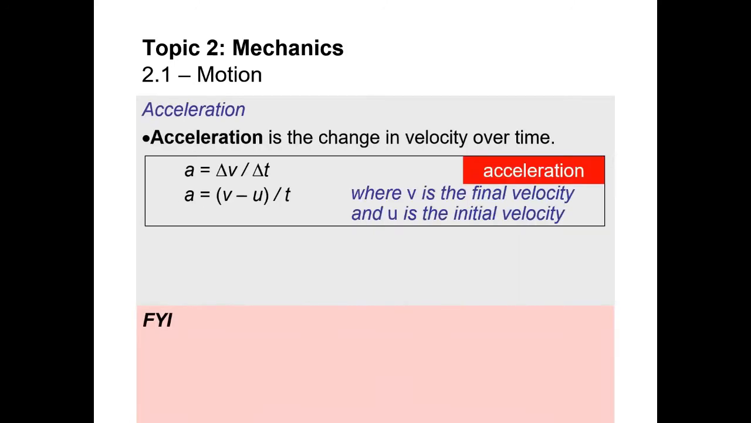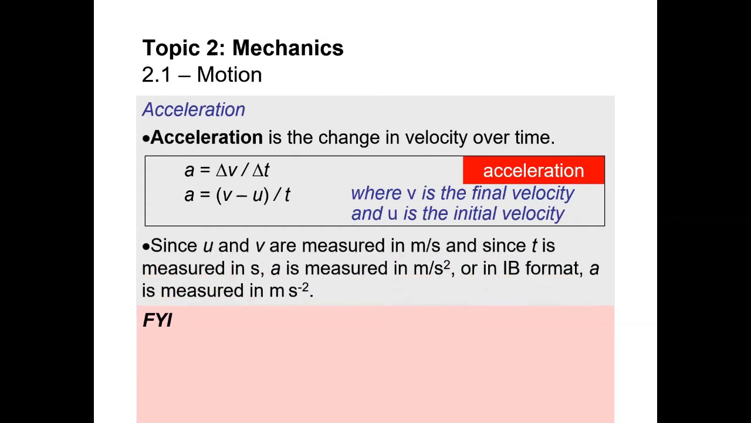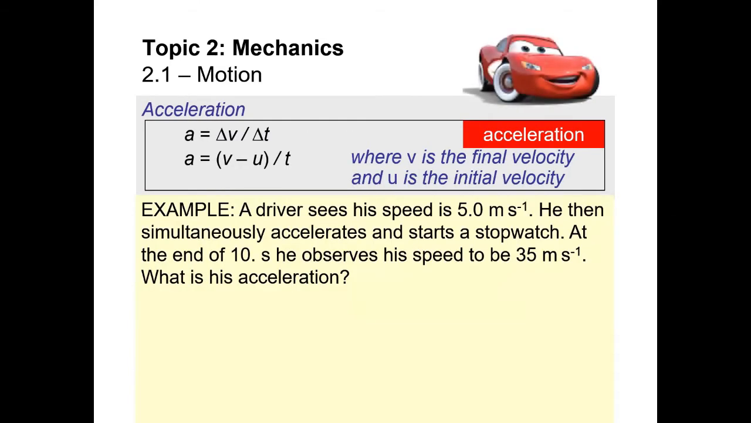Acceleration is a change in velocity over time. The formula is acceleration equals final velocity minus initial velocity over time taken. A driver sees his speed is 5 meters per second. He then simultaneously accelerates and starts a stopwatch. At the end of the 10 seconds, he observes his speed to be 35 meters per second.